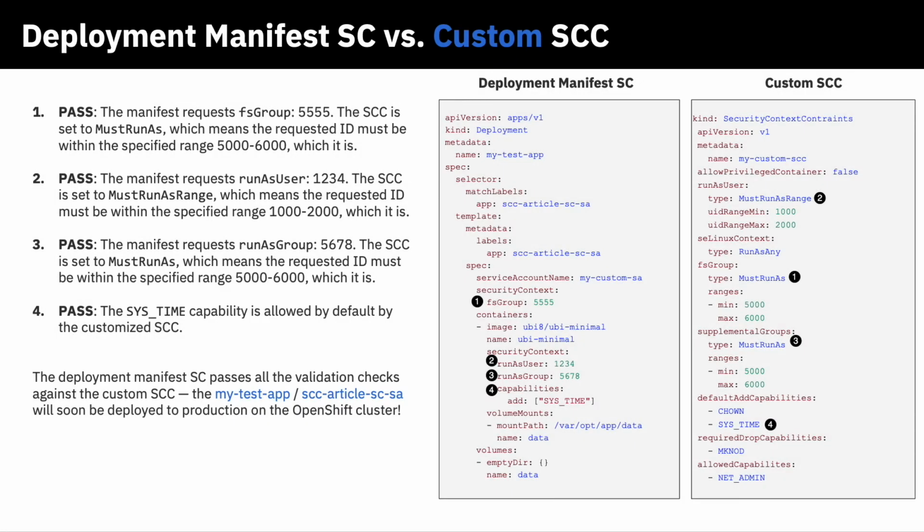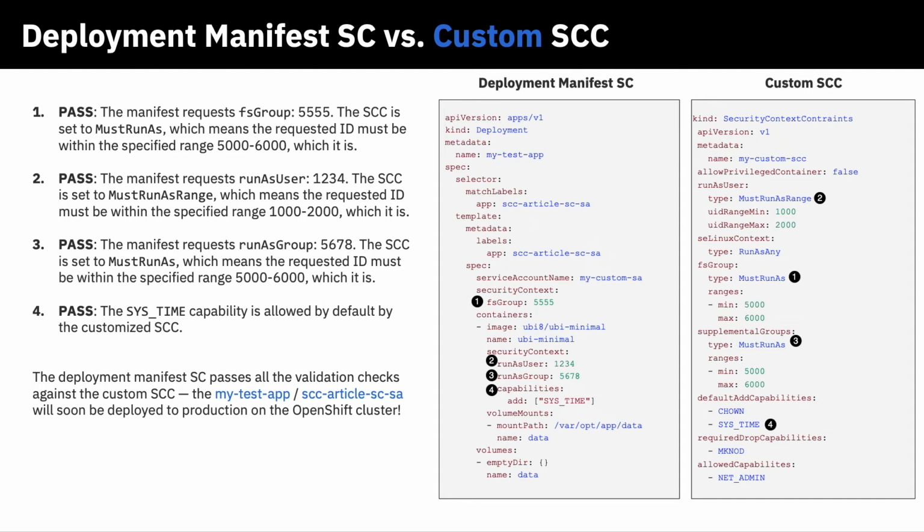Now let's examine the scenario where the deployment manifest SC is compared and validated against a custom SCC which succeeds. The first item is a pass due to the manifest request for FS group equal to 5555. The SCC in this case is set to must run as, which means that the requested ID must be within the range of 5000 to 6000, which our FS group request does fall within.